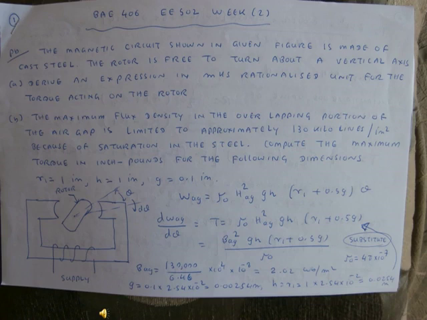So those are substituted in: T equal to B_AG square times G H times R1 plus 0.5 G, divided by mu 0. Then we calculate the torque value. By substitution, you get the torque magnitude as 5.56 Newton meter.